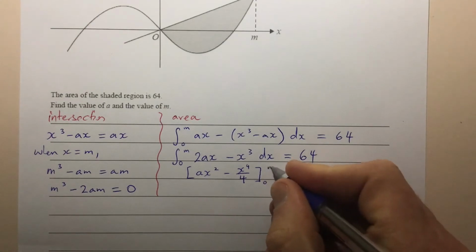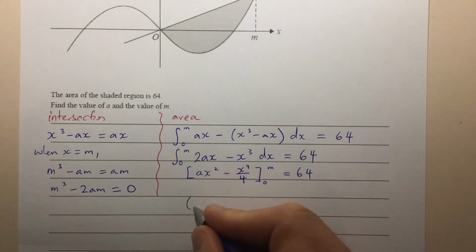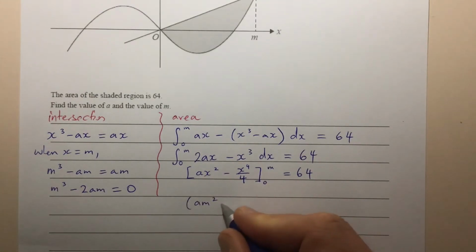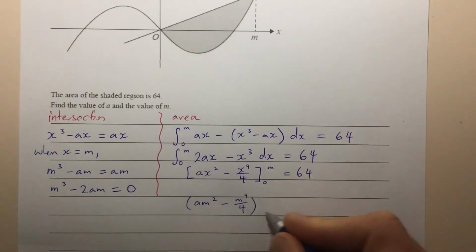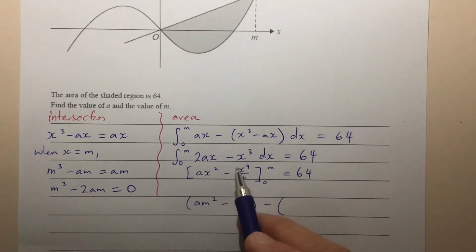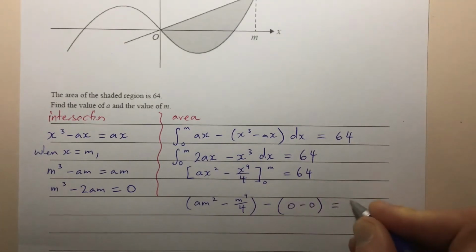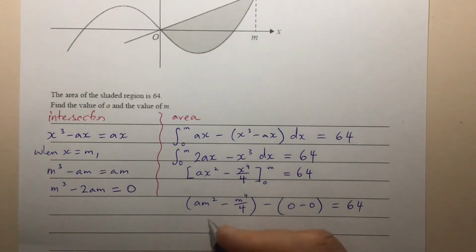Terminals are 0 and m. That's all equal to 64. All right, so now our job is to sub in x equals m. So we get am squared minus m to the power of 4 over 4 minus sub in 0, and when we sub in x equals 0, both of these terms are just going to become zeros. So 0 minus 0 equals 64. And so that means am squared minus m to the power of 4 on 4 equals 0.